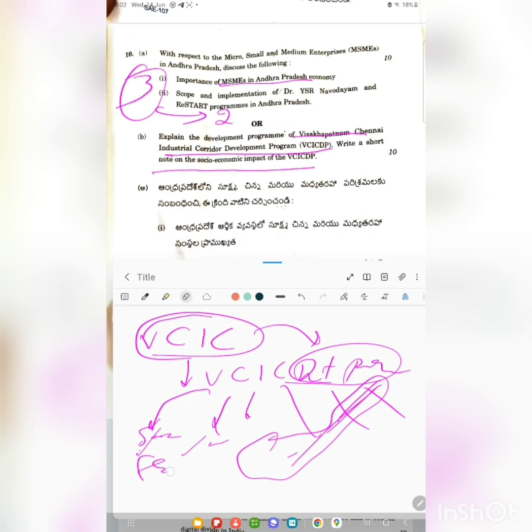So if you open the economic survey, there is almost a one pager regarding this development program. I am not speaking about the Vizag Chennai Industrial Corridor, but the Vizag Chennai Industrial Corridor program. There is a clear one pager where they have spoken about the socio-economic impact. That's why I had no choice but to write this one.